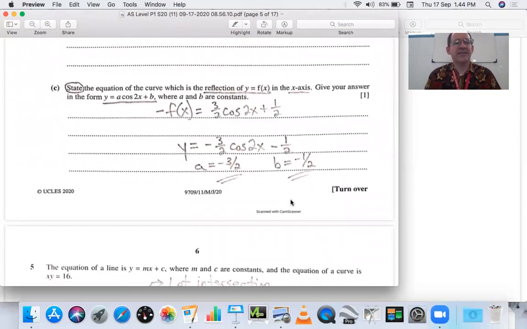Part C, state the equation of the curve, which is the reflection of y equals f of x in the x-axis. Give your answer in the form of y equals a cosine 2x plus b, where a and b are constants. Well, remember, if you are reflecting over the x-axis, that means you started with a negative on your y variable. If you reflect over the y-axis, it means you're starting with a negative on your x variable. So since this is being reflected over the x-axis, our y variable, which in this case is the f of x, has a negative on it.